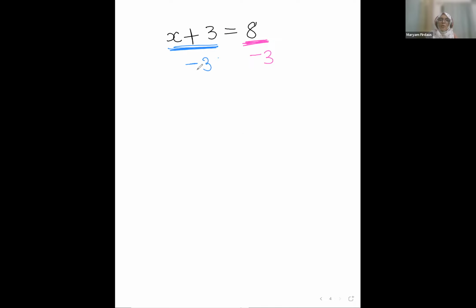Okay. So that's why you're doing minus 3 to the left-hand side. But if you are doing any operation on one side, you also have to do it on the other side so as to maintain a balance. So that's why we are doing minus 3 on the right side as well. So now tell me, what will the left side become if you do x plus 3 minus 3?